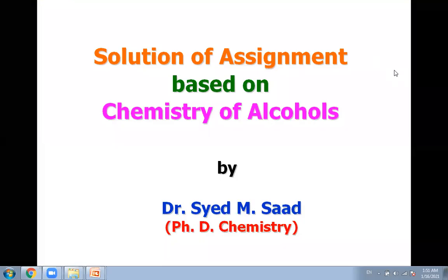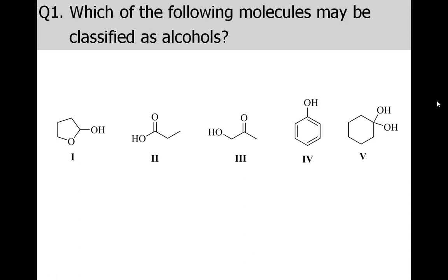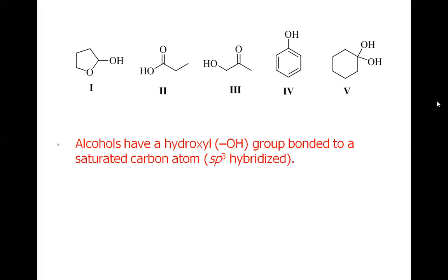In this video, we will discuss the solution of the assignment based on the chemistry of alcohols. The first question of the assignment was: which of the following molecules may be classified as alcohols? These five molecules were given, and let us discuss which molecule is an alcohol. But prior to solving this, let us recall that alcohols have a hydroxyl group bonded to a saturated carbon atom.